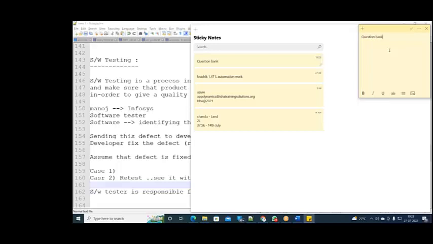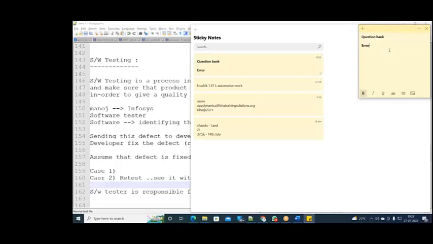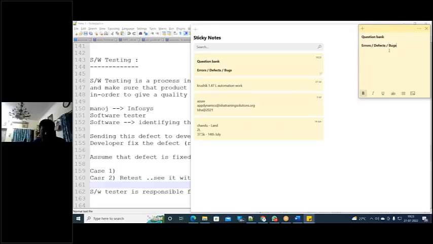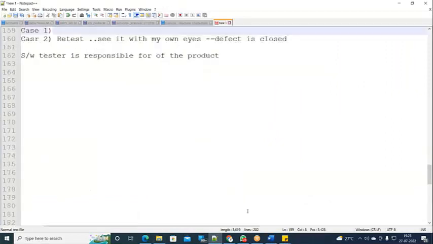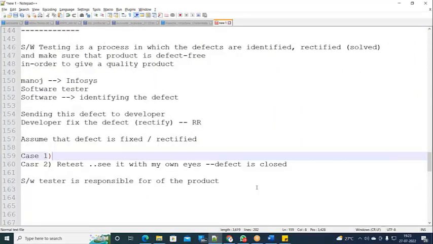There is one question we need to talk about, which is errors, defects, and bugs. We will talk about these differences in a very detailed manner when the point comes, but for now, we will put that in the question bank. Today is just a high level. We have covered certain things at a high level, so we'll talk about it later. But from the interview point of view, you need to clearly understand the difference between the three of them so that you can confidently answer that in interviews.